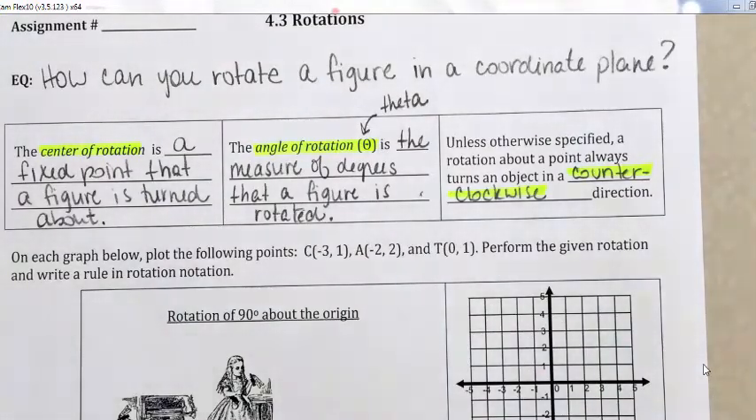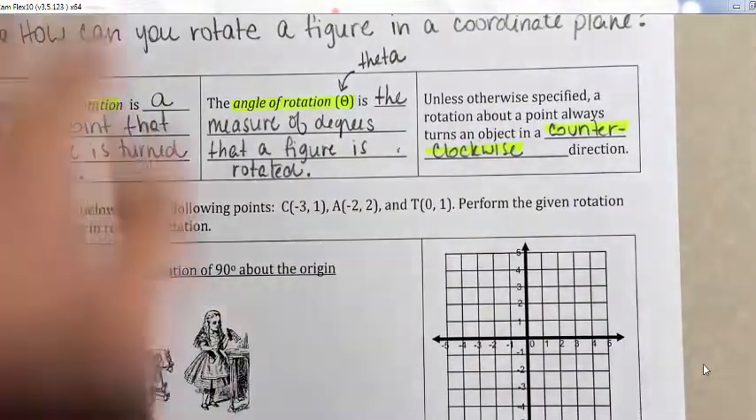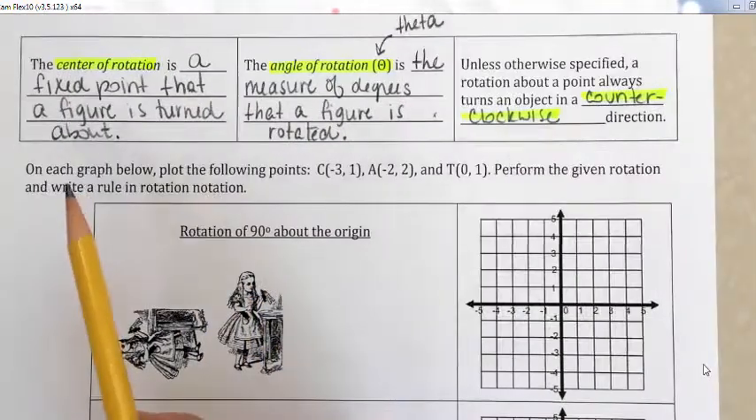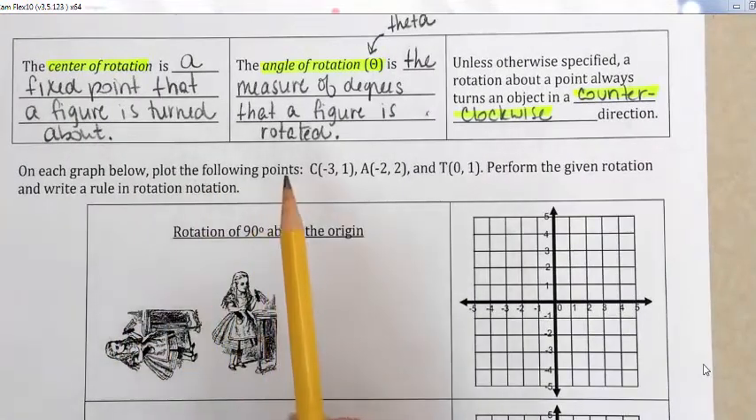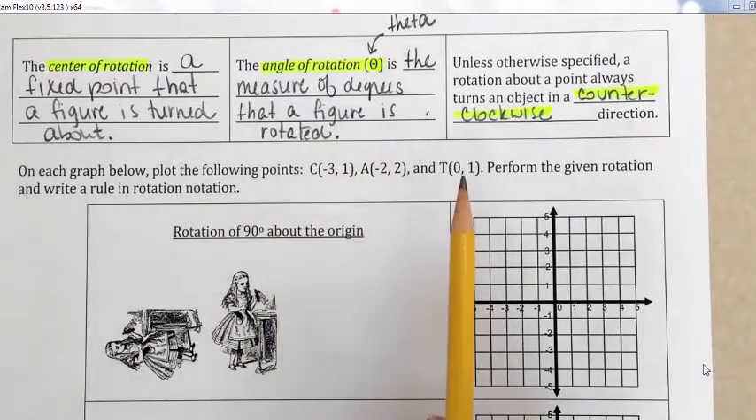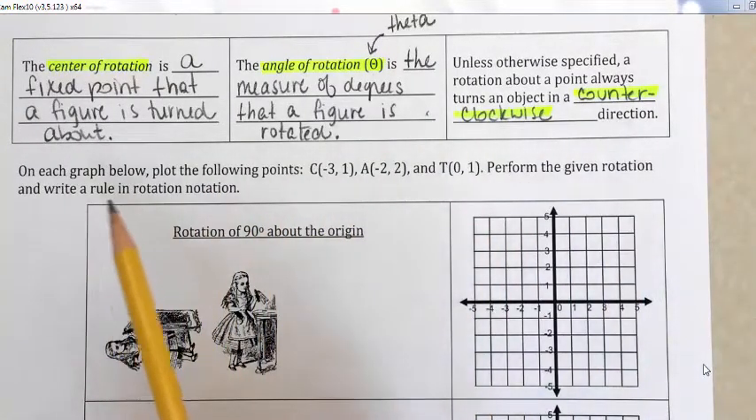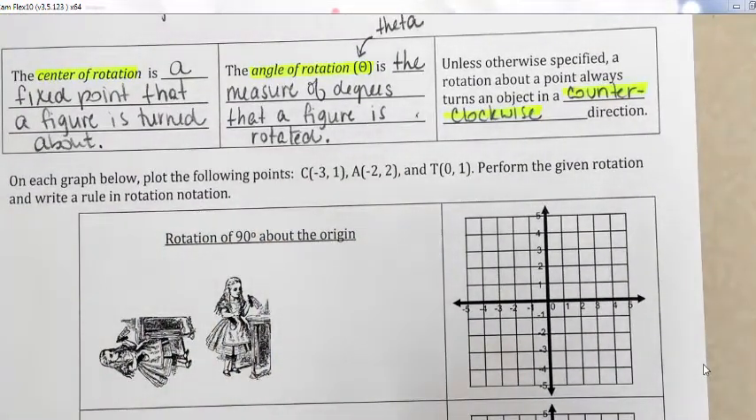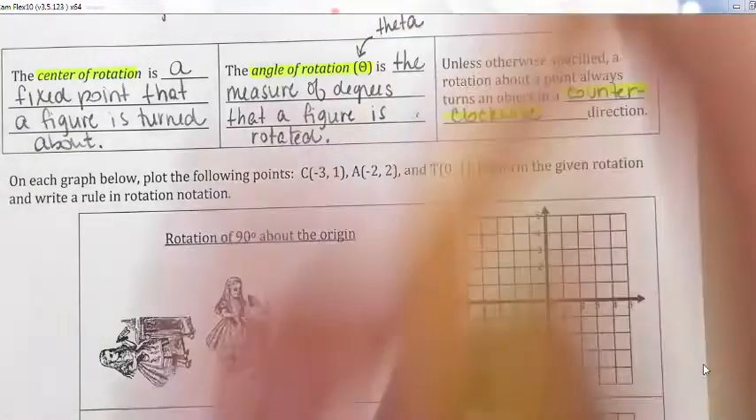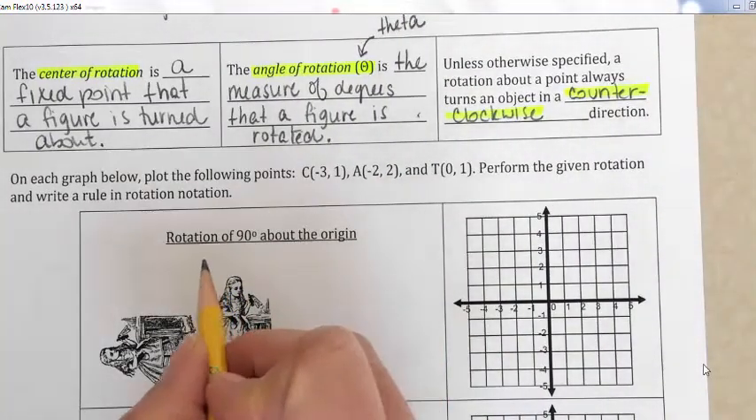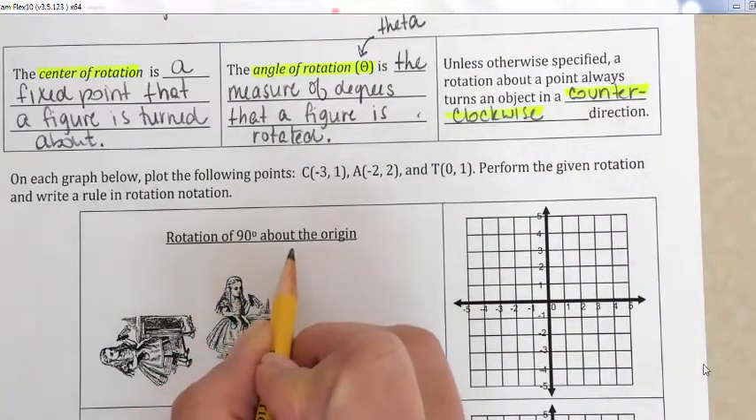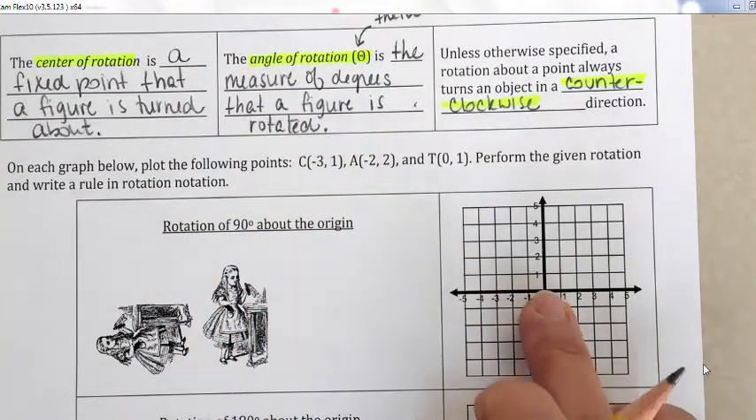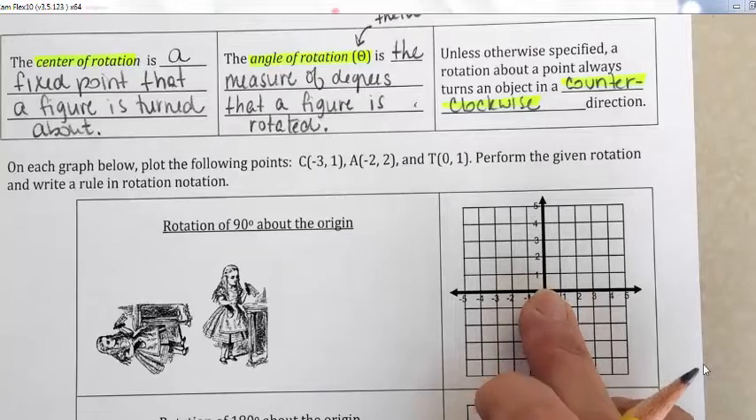All right, so let's do some of these and come up with some rules similar to what we did with reflections. So on each graph below, plot the following points, C, A, and T. Perform the given rotation and write a rule in rotation notation. Or basically, just like our general rule, that's what we're going to write. Okay, so the first one is a rotation of 90 degrees about the origin. Okay, and like I said, the center of rotation is always going to be the origin for us.